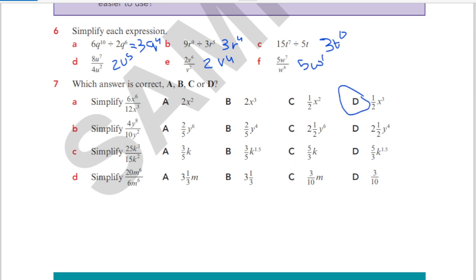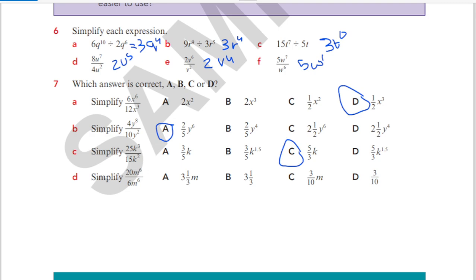In expression B, 4 over 10. 4 and 10 are divisible by the table of 2. 2 fours are 4 and 2 fives are 10. So 2 over 5, and 8 minus 2 will be 6. So 2 over 5 y power 6. This is the answer. Part C, 25 over 15 is divisible by the 5 table, 5 fives are 25 and 5 threes are 15. So 5 over 3, and in power 3 minus 2 only k. 5 over 3 k. So the answer is C.